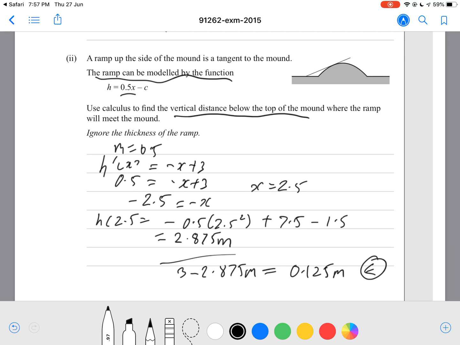That'll get you an excellent. Yeah, sorry about that. I got a bit confused with the wording, so that's my bad. So that'll give you your answer at 0.125 meters. To get a merit grade, you're finding your 2.875 meters here. That'll get you a merit. To get an achieved, you're looking at x equals 2.5.